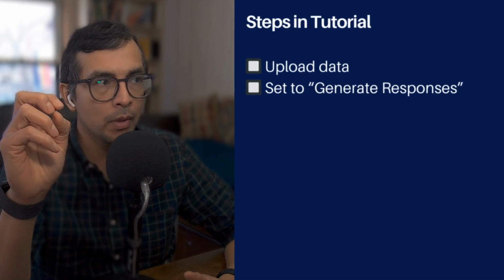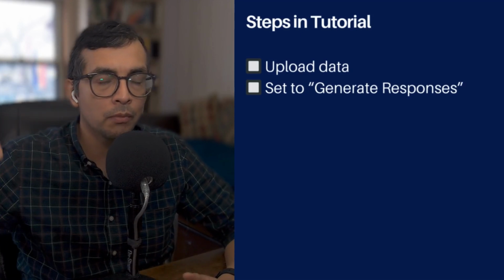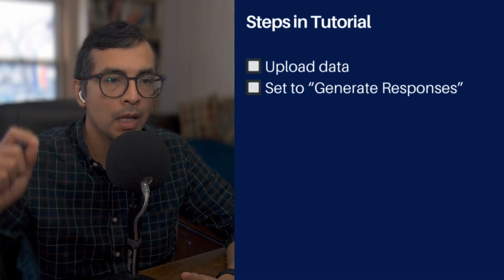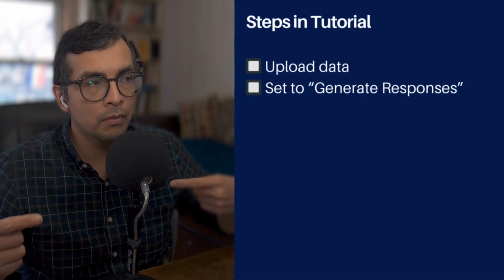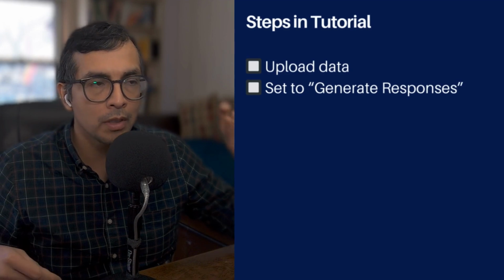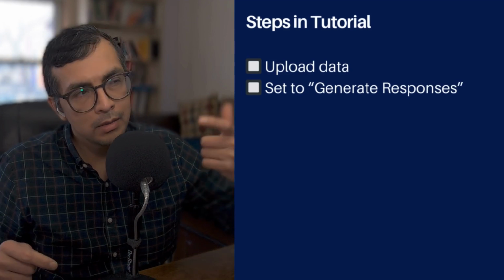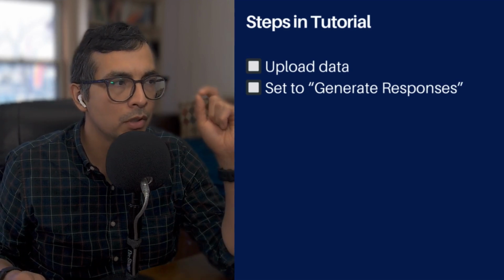Number two, we're going to set the evaluation to generate responses. This is where we want an LLM to actually generate a response for the items that we're evaluating. Sounds a little funky, but I'll explain it to you in just a bit.